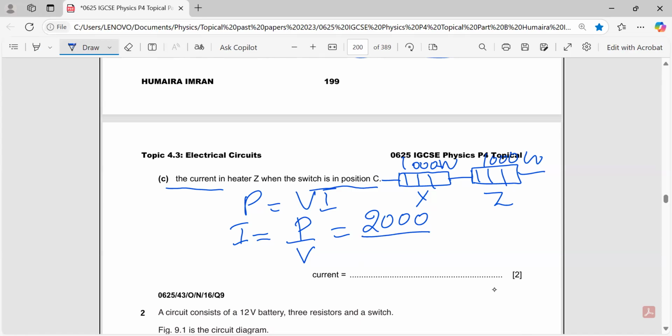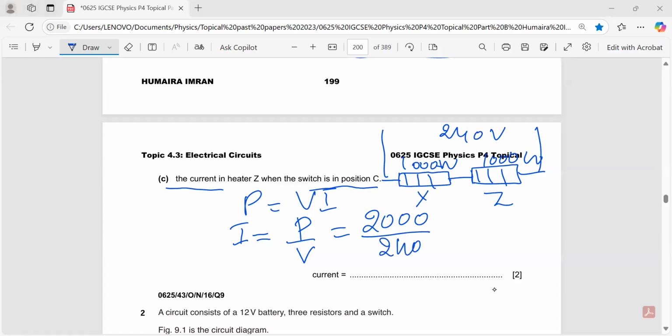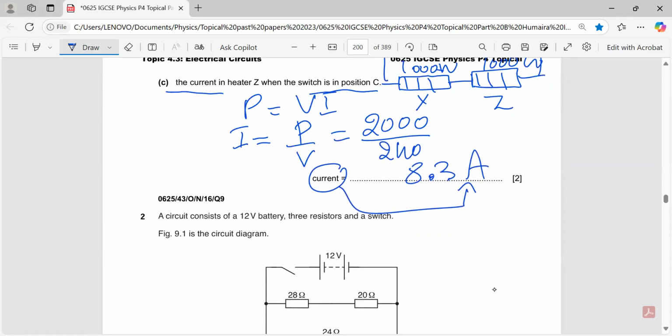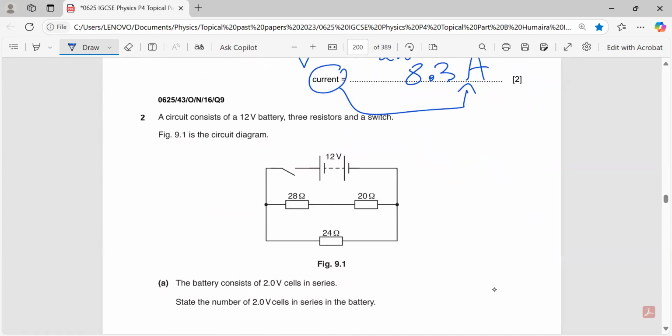And across this branch, you know that in the power supply, it's mentioned that 240 volts is given. So divided by 240, you will be able to get the answer, and that is around 8.3. As we know that the unit of current is ampere, please don't forget to put ampere here. Moving on toward the next question.